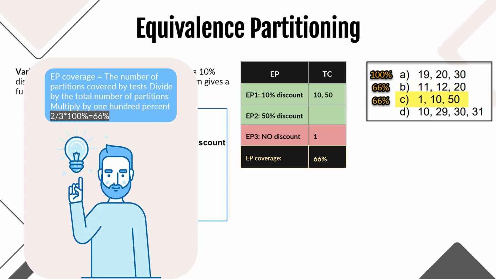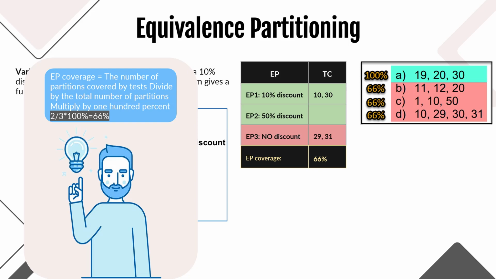Answer option C has 3 values, and the situation is similar to answer option B. This time, 2 values, 10 and 50 washes, cover the same first partition, 10% discount, twice. Because of it, this is 66% test coverage as well. Let's check the last answer option.